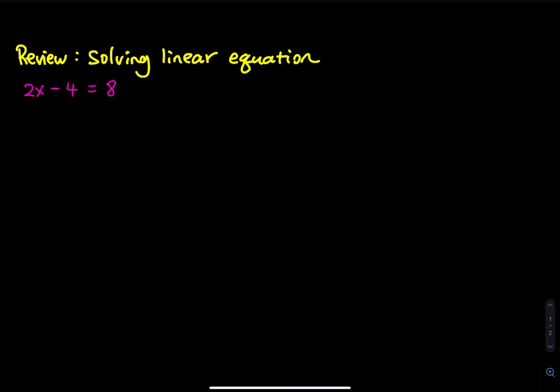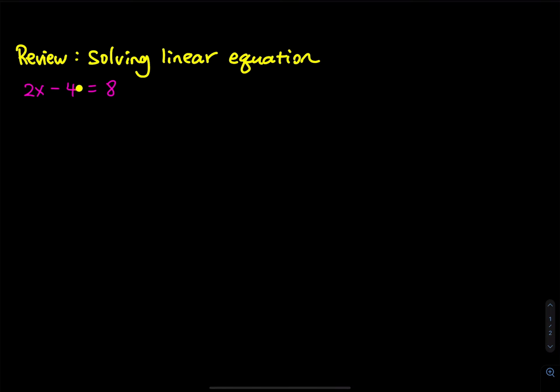To solve a linear equation, you are going to do some work, and then at the end of the problem, you will have x equals a number. So that means we are trying to isolate x on one side. So how do you get rid of the 4?